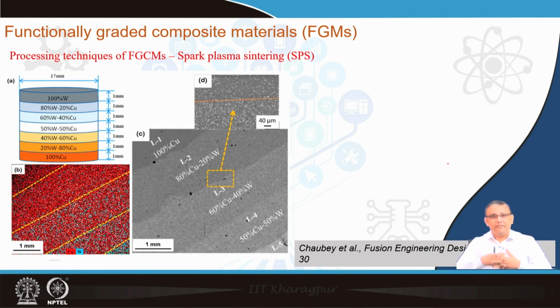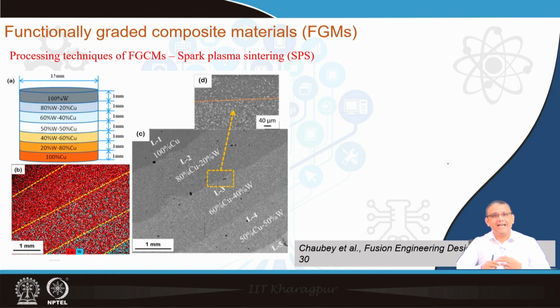Now, the joining of tungsten to copper, or making a composite of tungsten and copper, is very difficult, because tungsten and copper have very different thermophysical properties, and also copper and tungsten have almost zero mutual solubility.